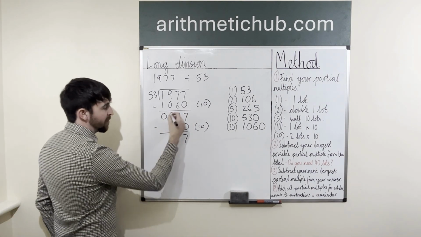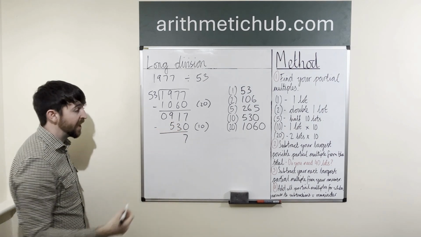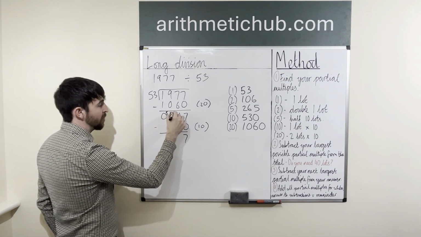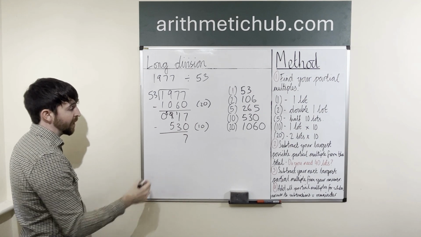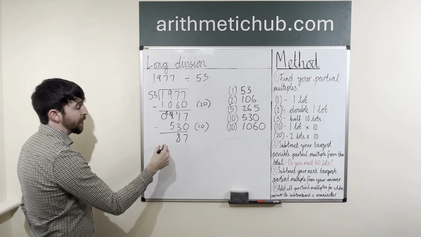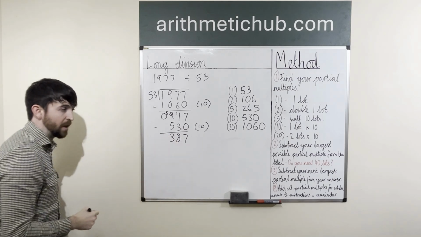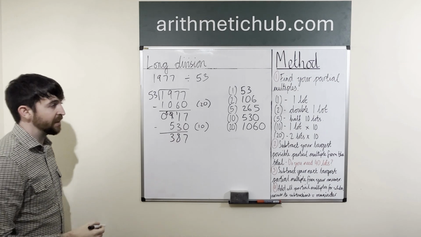7 take away 0 is going to give me 7. 1 take away 3 I can't do, so I need to exchange. 11 take away 3 is going to give me 8. 8 take away 5 is going to give me 3. Okay, now I have the answer of 387.